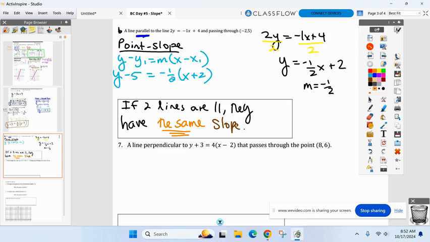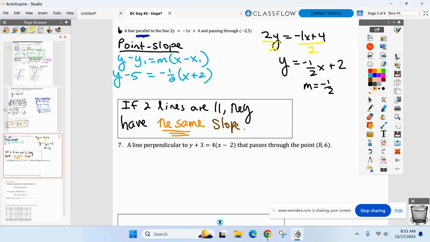And I don't want to waste time, but everybody is comfortable. If the question said, write your final answer in slope-intercept form, you take this, distribute the negative 1/2, and add the 5 over. Okay, that's how we get slope-intercept form. Get the y by itself. All right, everyone, good. So parallel, same slope, always.